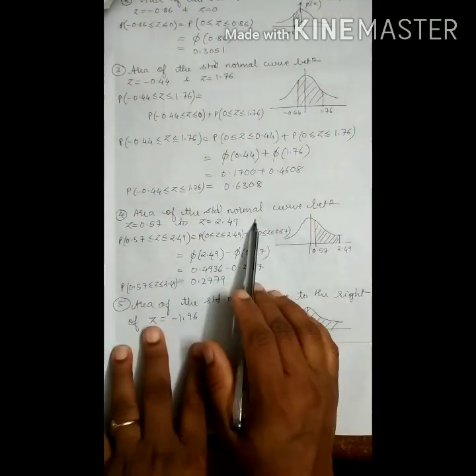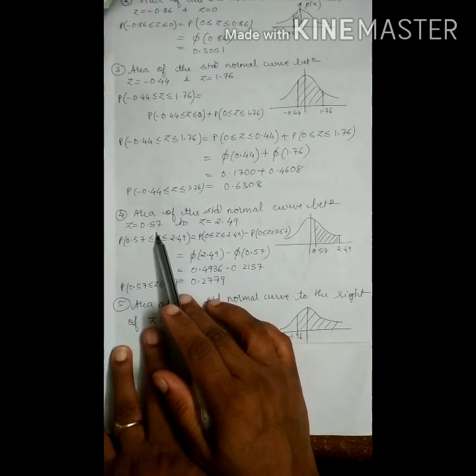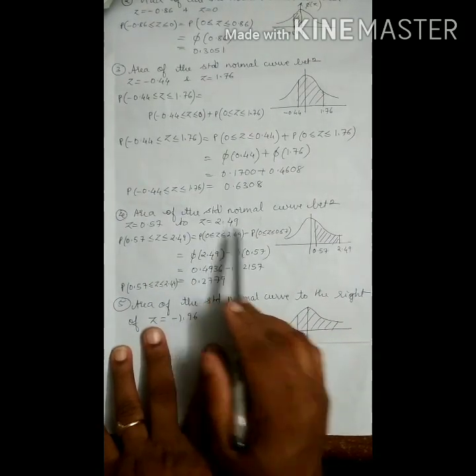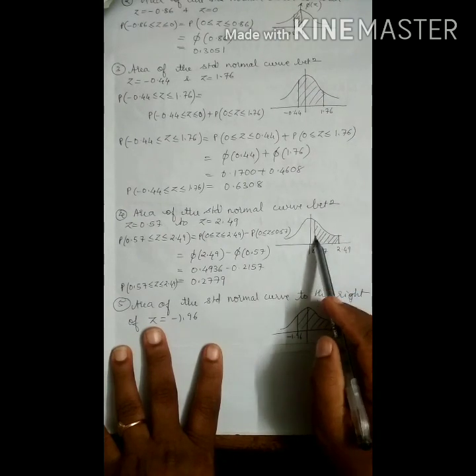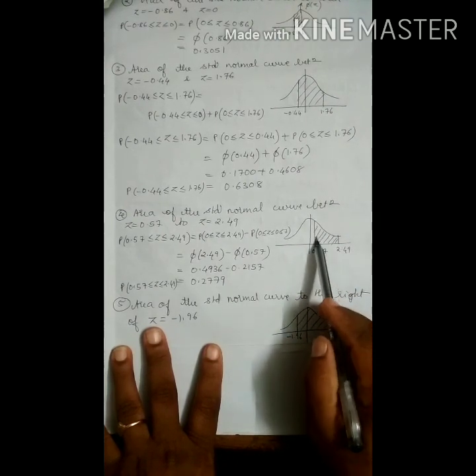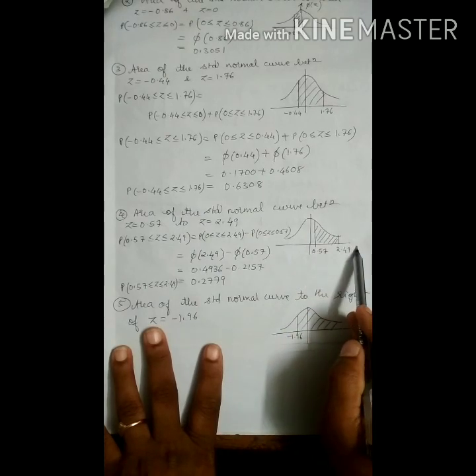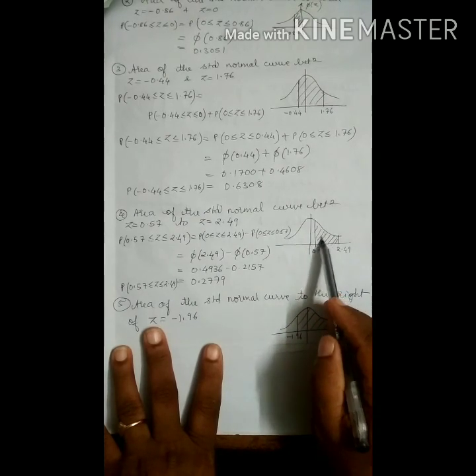Next, area of the standard normal curve between z equals to 0.57 to 2.49. 0.57 means this, 2.49 means this. So if you want this area, it means whole area minus this area will give you this area.